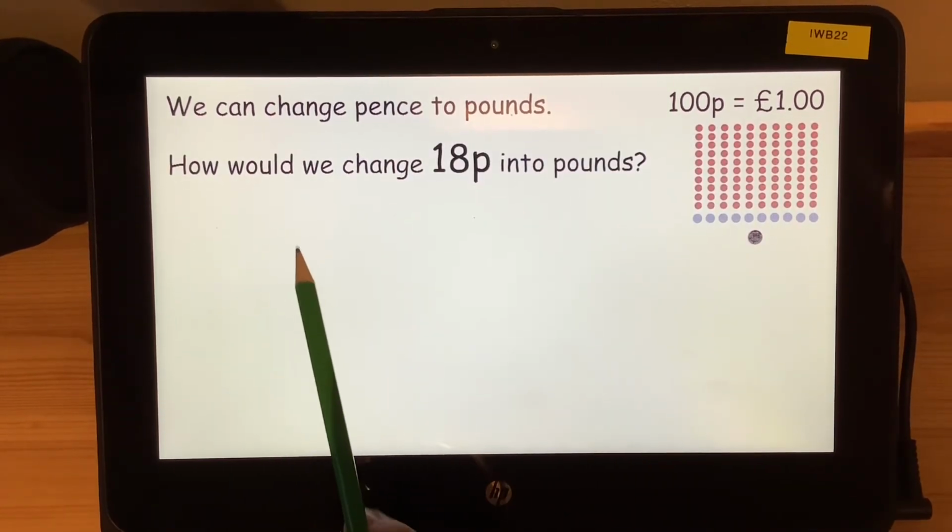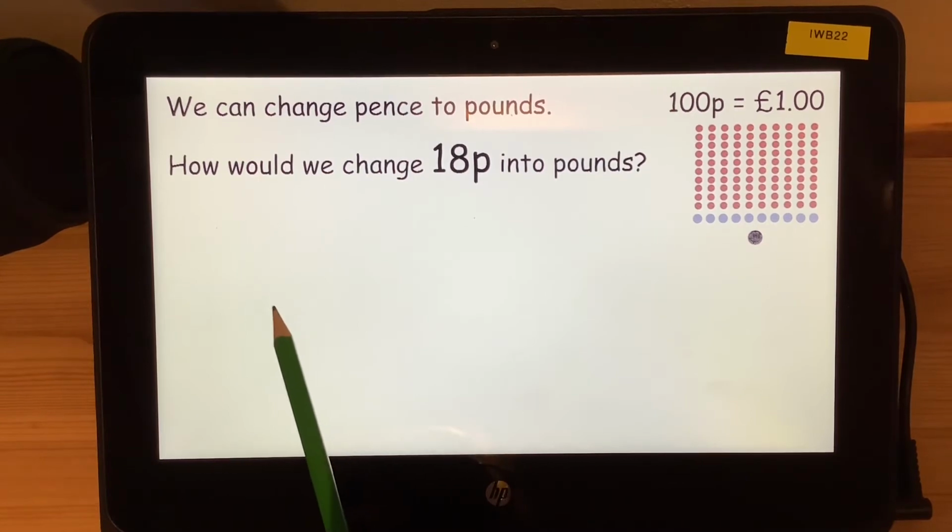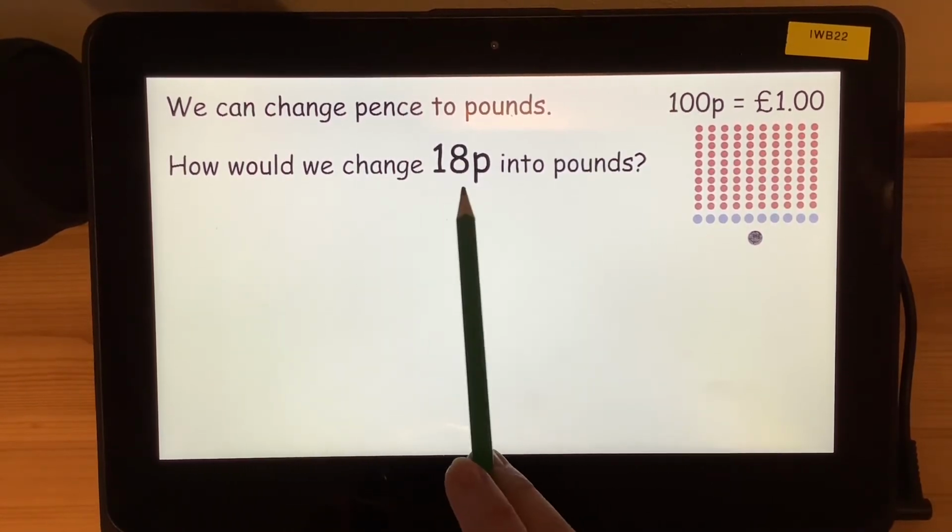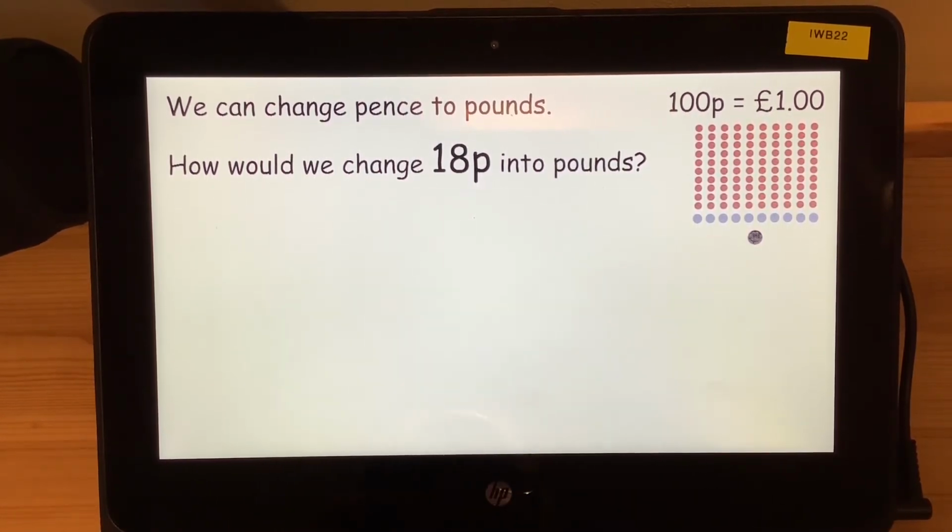So this is where I want you to start having a go, pausing the video and having a go. How would we change 18p into pounds? Now remember my little picture up here, showing you 100 pennies or 10 10p's and £1. See if you can use that to help you. Pause the video and have a go.